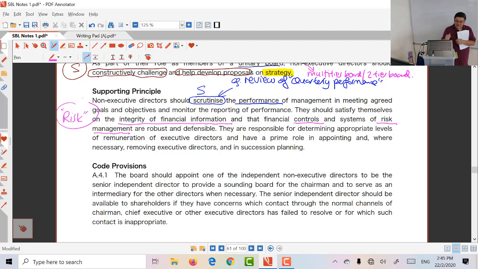Okay, and then if you read on, it goes on in the last part and says that they are also responsible to make sure that there's an appropriate level of remuneration for ED. They have a prime role in appointing, where necessary, removing ED and succession planning. Now, the words remuneration, appointing, removing, succession planning, if I'm going to put them under a discipline, or in a section inside the company, which department do you think all these four words will relate to? HR. You see HR, right? Because you talk about salary, you talk about hiring, you talk about sacking. Now, we usually relate this to the people role, to do with human resources, all right?